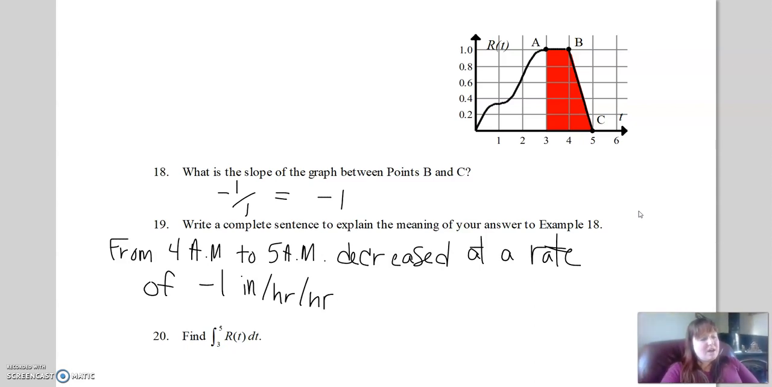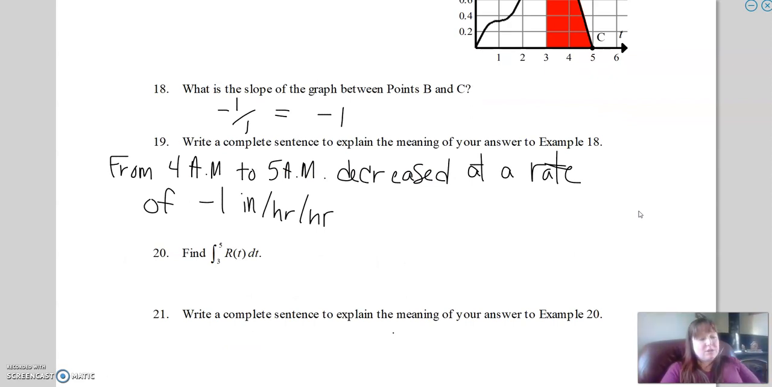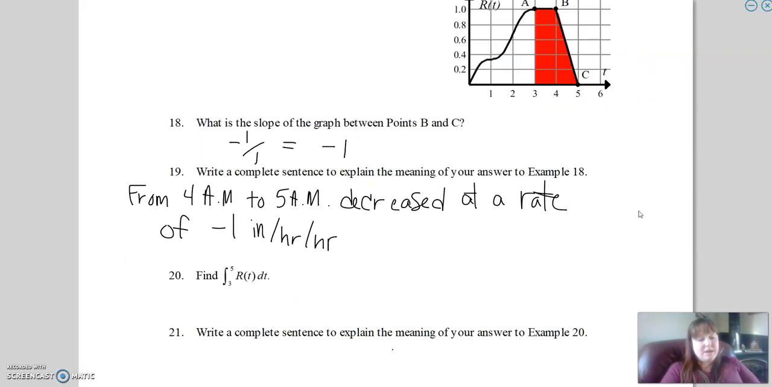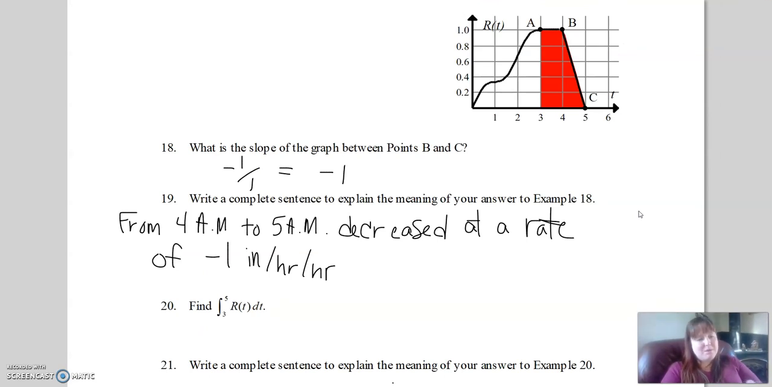Okay, find the definite integral from 3 to 5. So we're going to look at the actual area in between. I'm trying to keep it all in the spot, but I'm really terrible at writing small. So from 3 to 5 is the area under that curve. Let's look at this rectangle first. It's a 1 by 1 rectangle, so that's 1 times 1. That's the area of that. And then this is a triangle here, a 1 by 1 triangle. So we're going to add a 1 by 1 triangle. And remember, the area of a triangle is 1/2 times base times height. So we're going to end up with 3/2.